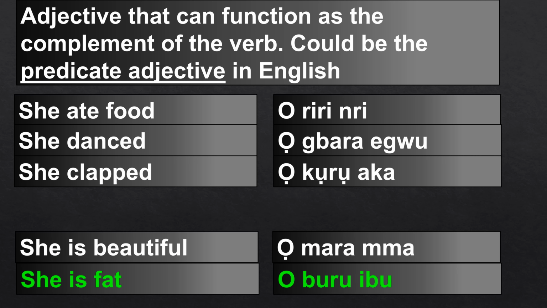She is fat. Oburu ibu. So ibu is the noun complement here, or is the noun if you like, or is the adjectival noun if you like, or is the predicate adjective, whatever you want to call it. So she is fat. Oburu ibu.